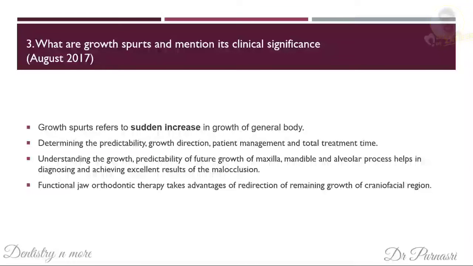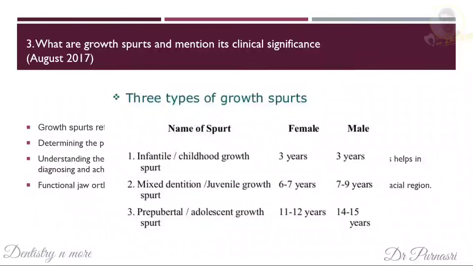The main thing is that it helps in functional jaw orthopedic therapy, that is, the activator or bionator, if you're giving any functional appliance, and takes advantage of redirecting the remaining growth that is present. Another thing that you can add in this answer is the ages of the growth spurts. There are three types of growth spurts: the infantile, one during the mixed dentition or the juvenile growth spurt, and the prepubertal or the adolescent growth spurt. The timing of these growth spurts in males and females is different. You can add this as well in this answer.